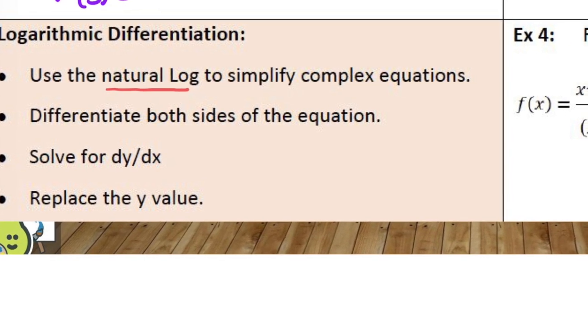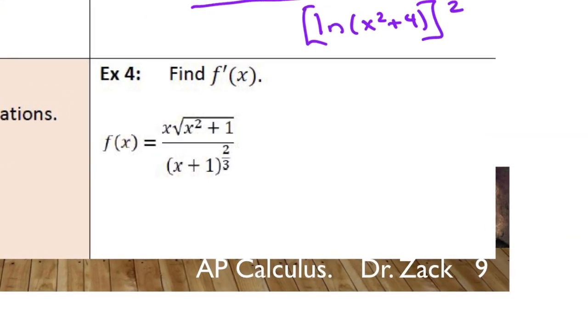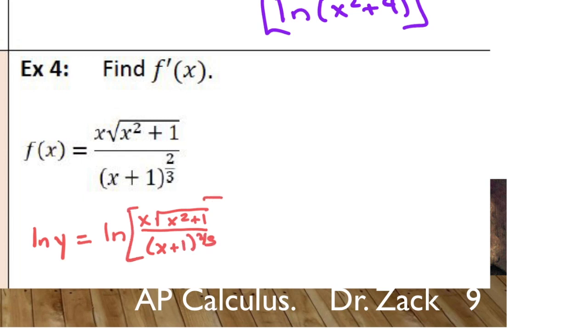Differentiate both sides, solve for dy/dx, and replace the y value. So for example 4, you can see this is a nasty little problem. But if you were to take the log of both sides, let's write it as log y to simplify, that would be equal to the natural log of this complex function. But because we know our natural log rules, we're going to use algebra to rewrite the function before we differentiate.